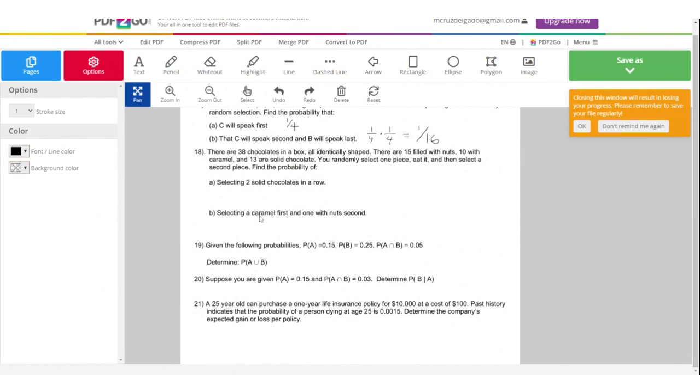There are 38 chocolates in a box, all identically shaped. There are 15 filled with nuts, 10 filled with caramel, and 13 solid chocolate. So that's 25, and 10 more is 35, so that's 38 total.